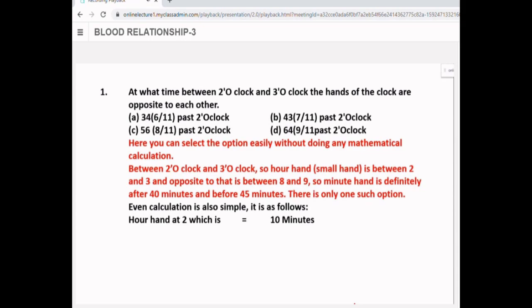At 2 o'clock, where will the R hand be? At 2 o'clock. So why 2 o'clock only? What does the question say? 2 and 3. So starting from 2, exactly at 2 o'clock, where will the R hand be? At 2. And 2 means what? In minutes.